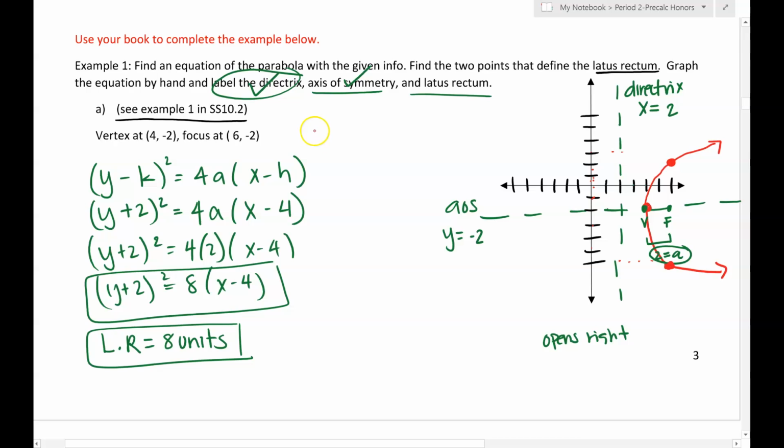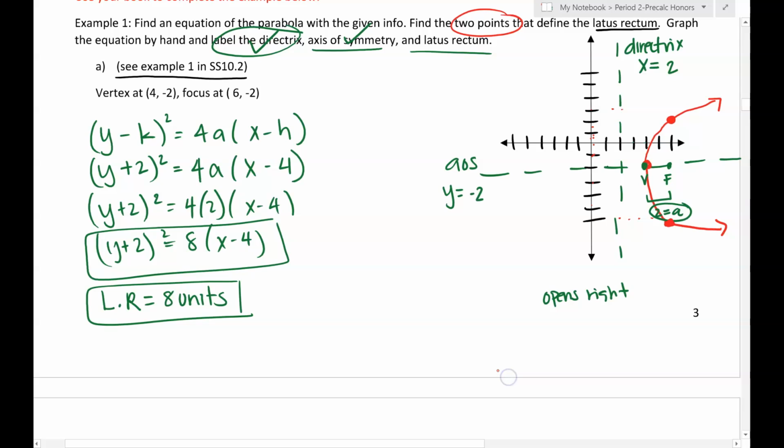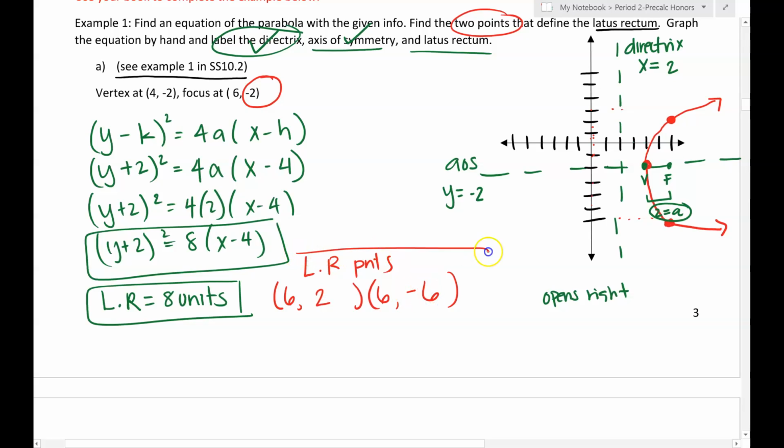Okay, so latus rectum points, because it says here, find 2 points that define the latus rectum, and we have them both. So the 2 points, the latus rectum points, okay? The 2 points are from the focus. We know the focus x value was 6, so both of them are still going to have 6 for the x value. We know half of the length of the latus rectum is 4, so we take the y value of the focus and we add 4 and we subtract 4. So if we add 4, we have 2, and if we subtract 4, we are going to have -6. So those are the 2 points that will define the latus rectum.